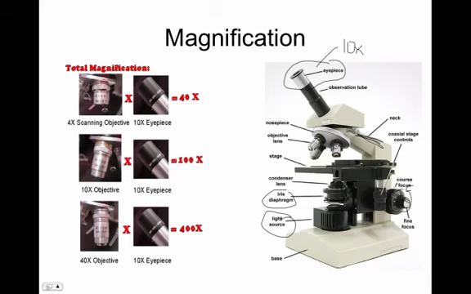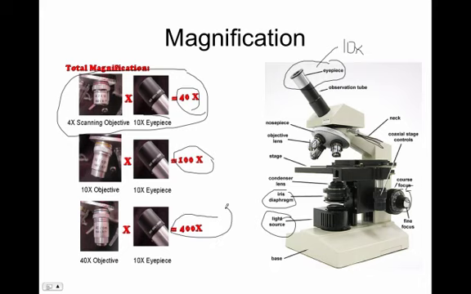There's the smallest one, which is usually 4 times objective. There's a medium one, which is 10 times objective. And then there's the high power, which is usually 40. So let's look at what that really means for magnification. If we use the scanning part with the eyepiece, that magnifies things 4 times 10, 40 power. If we use the middle one with the eyepiece, that magnifies objects 100 times. And if we take the 40 and the 10, that makes 400 for magnification.